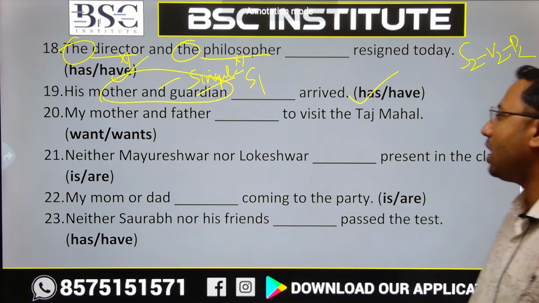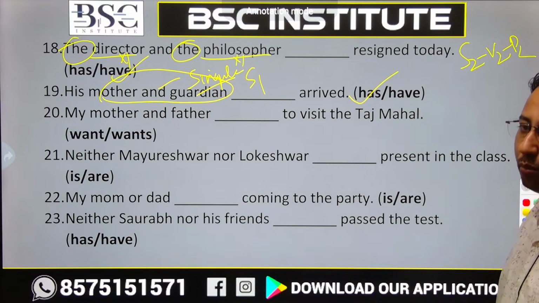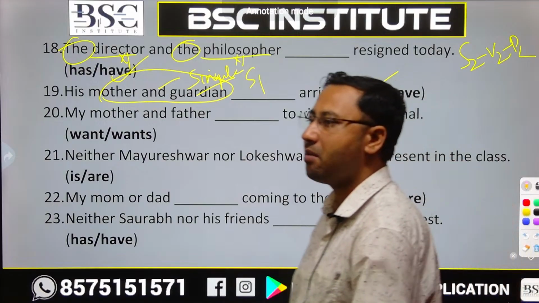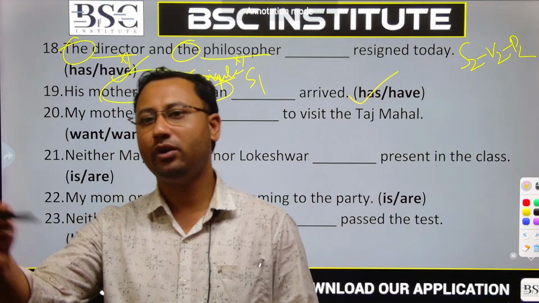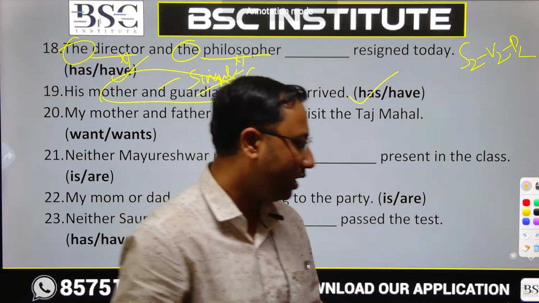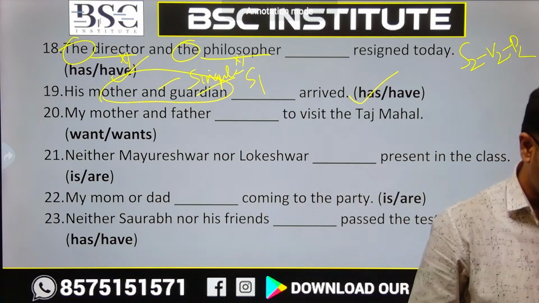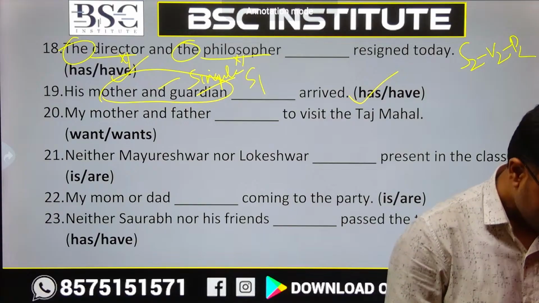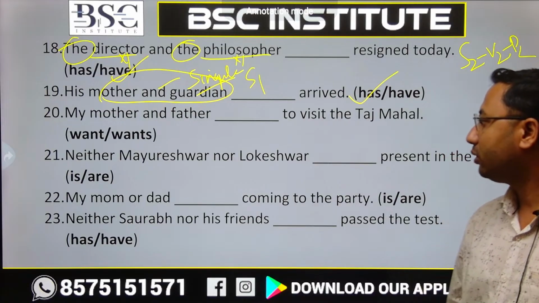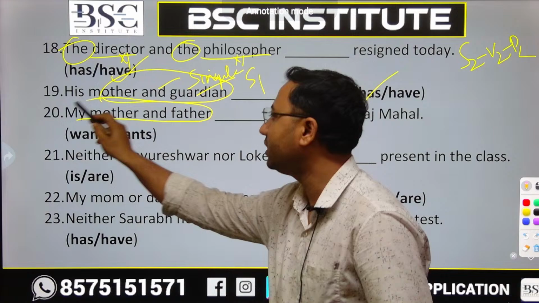Next, my mother and father dash to visit the Taj Mahal. So my father and mother will visit the Taj Mahal, so it is not like my mother will go first, and then after a few days or months or hours my father will go. Both together will go, right? Both together they will go. So they are actually a single unit, a single unity. So it becomes S1.